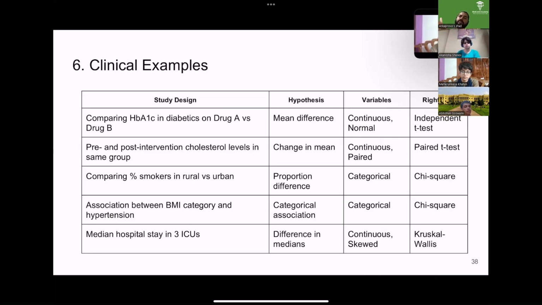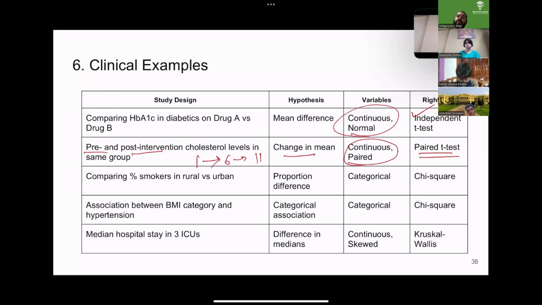So the first one is mean difference of continuous and normally distributed data, simply independent t-test. Pre and post intervention, the same group, after giving a drug, 6 months you observe and then you test again. That is paired t-test. Akanksha was asking about that, that for that we do paired t-test, right Akanksha? The dependent one that you are asking. Yes, sir.